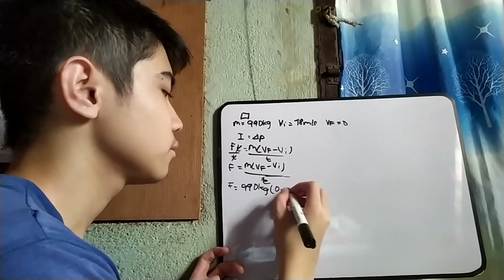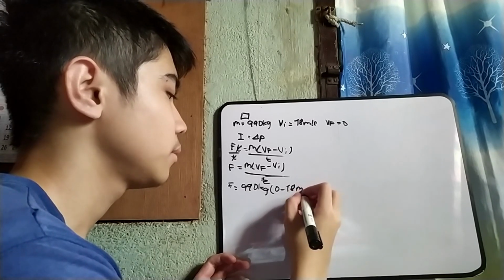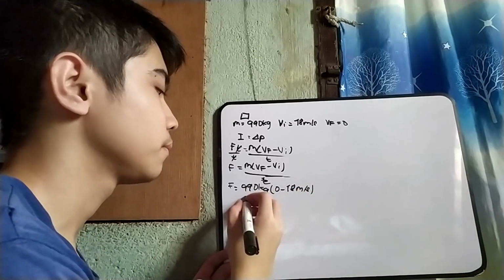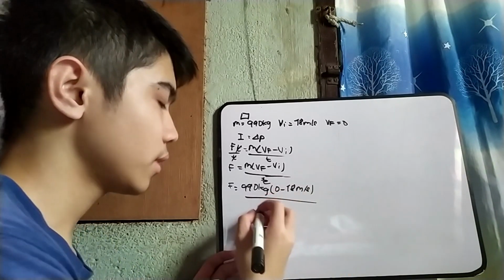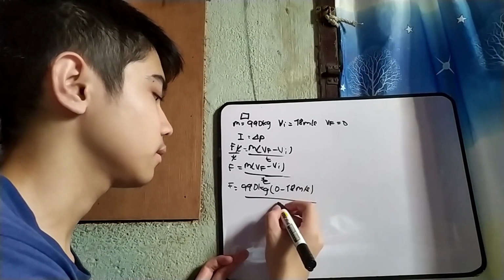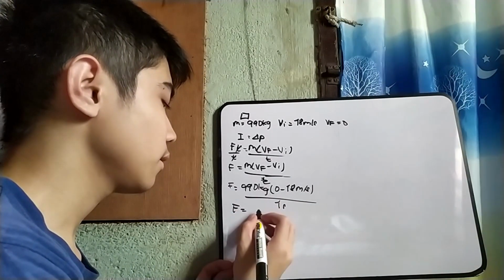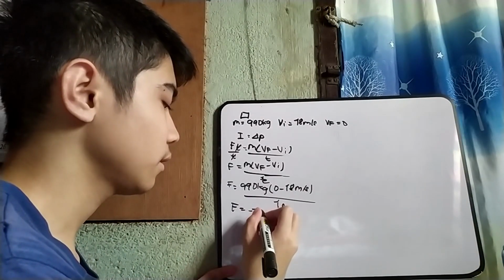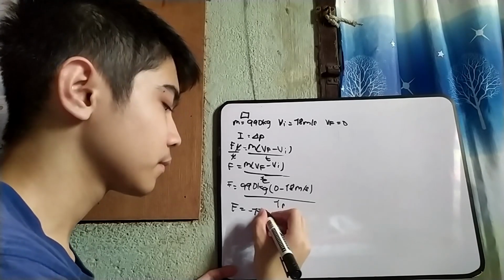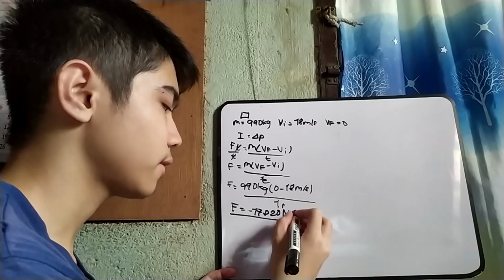final na 0 minus initial 18 meters per second over time na 1 second dahil sabi and comes to a stop in 1 second. So 1. Then ang answer dyan pag kinalculate negative 17,820 Newton. So this is the final answer.